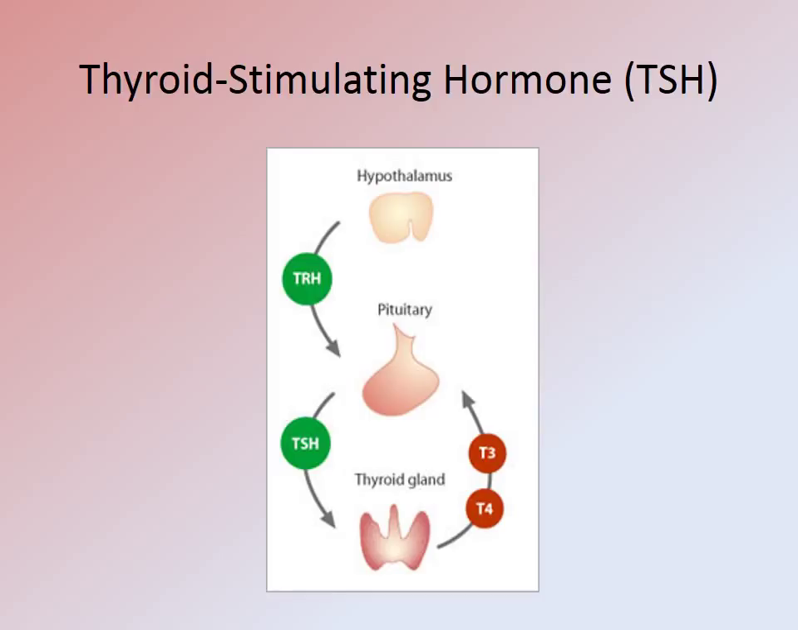This here is showing you how TSH works. So the hypothalamus will produce thyroid releasing hormones, which will cause the pituitary to release TSH, which will go directly to the thyroid gland and stimulate it to produce its hormones, which are actually T4 and T3. Those are two different types of thyroid hormones.